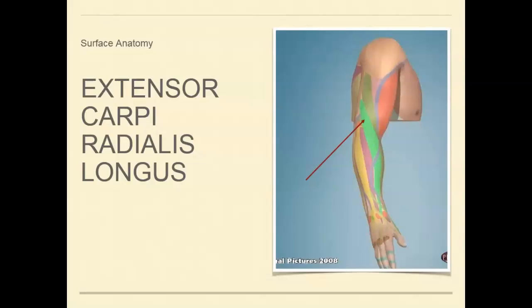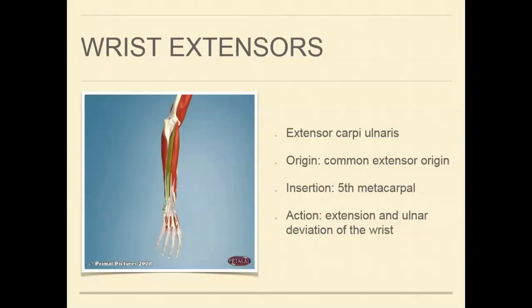And here is a picture of the surface anatomy of extensor carpi radialis longus, and as you can see, it originates higher up on the humerus than brevis. The last of the wrist extensors that we will go through in this presentation is extensor carpi ulnaris, originating at the common extensor origin and inserting into the fifth metacarpal. It extends and creates ulnar deviation of the wrist.